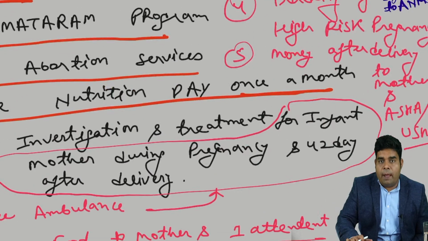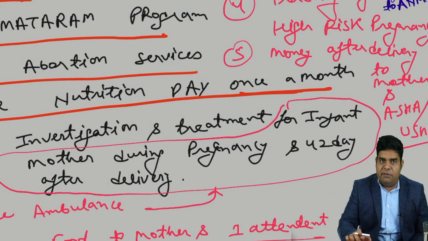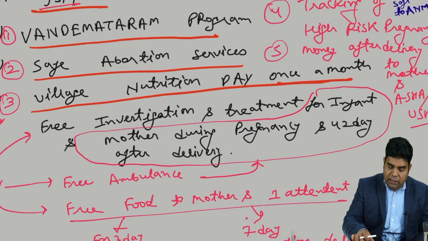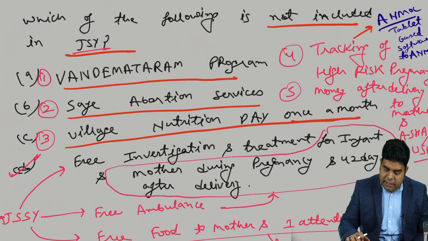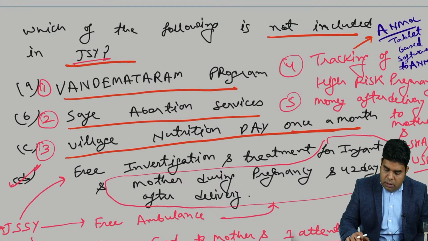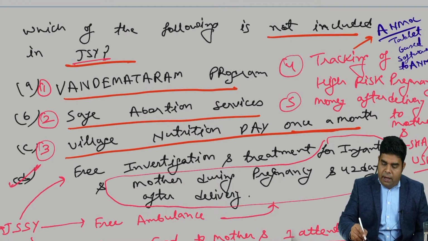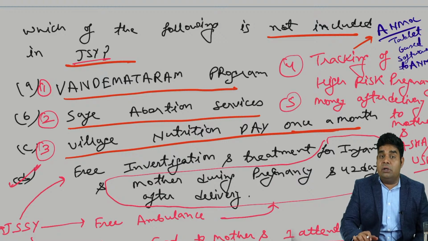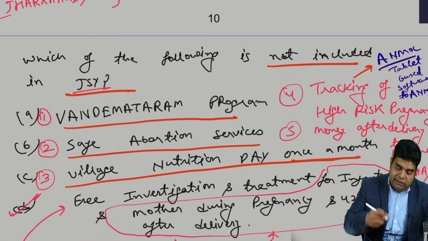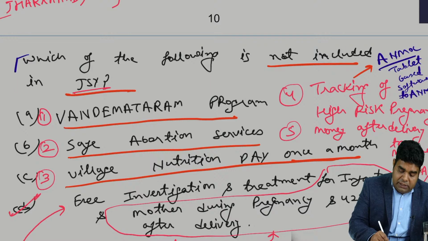Fifth work is money is given to the mother and ASHA after delivery. And the last thing under JSY is maternal and child death review, mainly maternal death review. This is known as verbal autopsy.